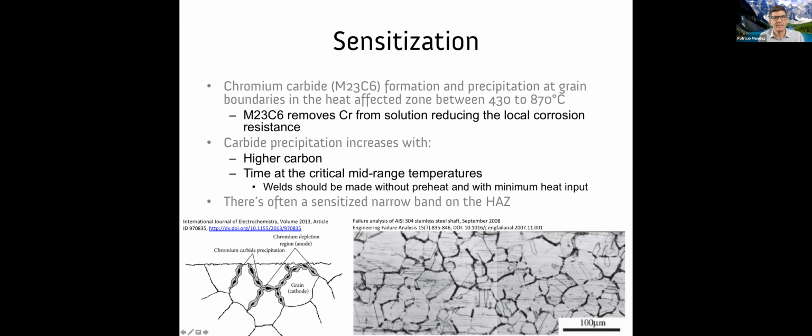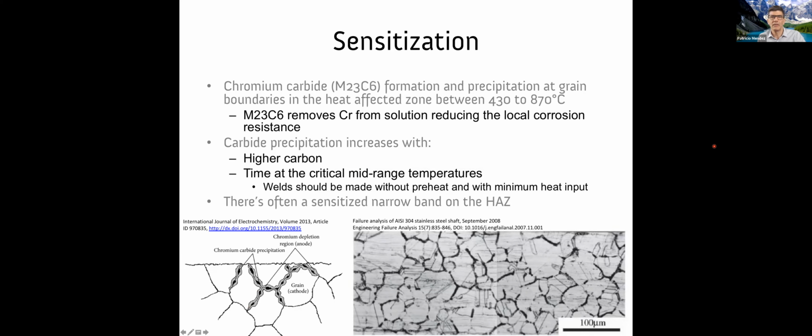What makes sensitization bad? High carbon. That's bad because you have more chances of carbides. And who has high carbon? The austenitic stainless steels, right? Bad. That's why you would buy a 304L. When you buy L, it means low carbon, and those are grades that are meant to be welded.